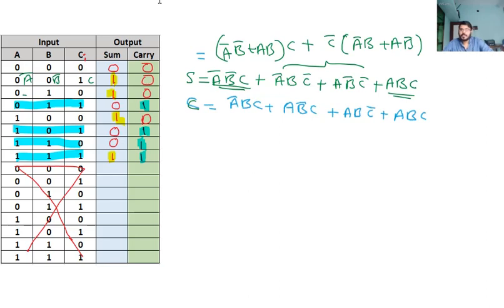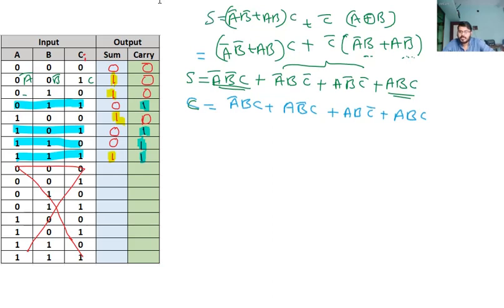Now what about this term? Actually this term is XOR gate. A complement B plus AB complement is XOR gate. So this is actually C complement into A XOR B, and here you have A complement B complement plus AB into C. So this is about our expression for sum.